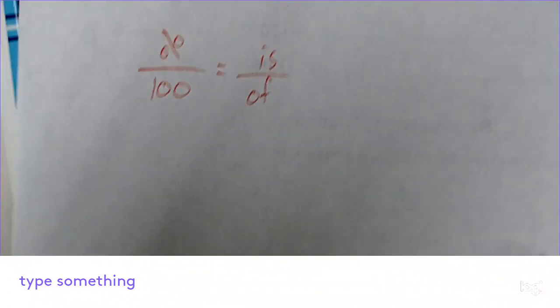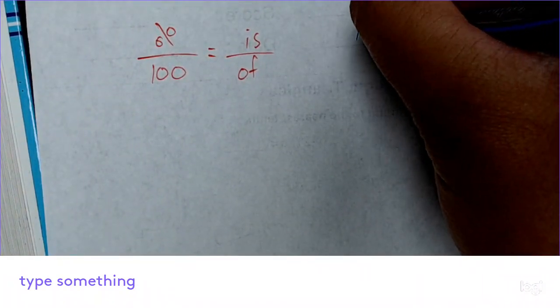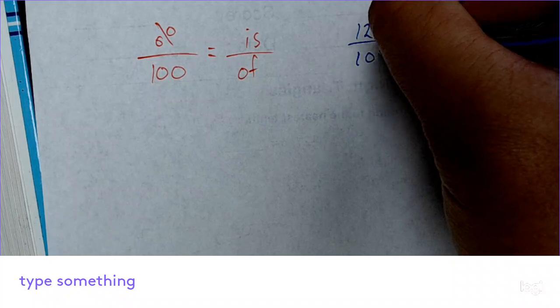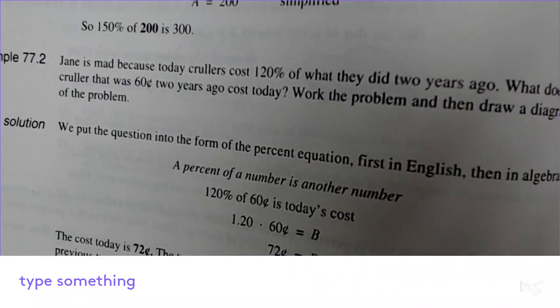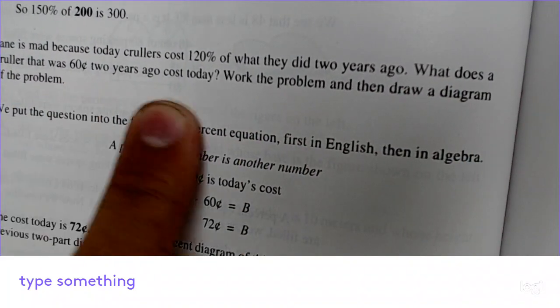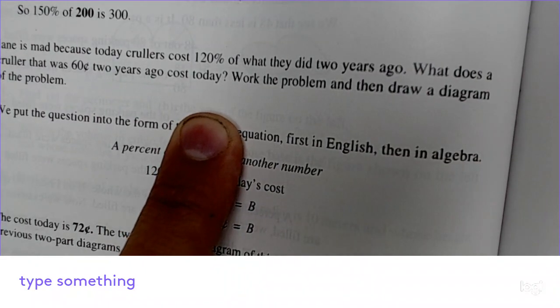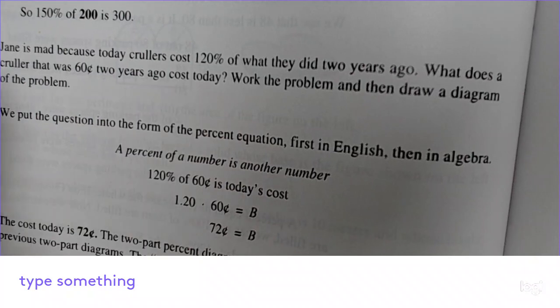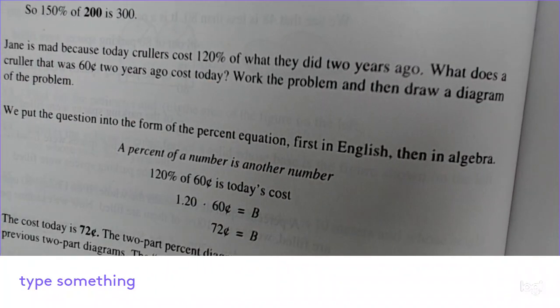So, we know we're going to use percent over 100. We know our percent is 120, so I'll go ahead and put 120 over 100, and that's going to equal something over the other. Now, I don't have the words is over of in this problem, right? All they tell me is what does a cooler that was 60 cents 2 years ago cost today. So now I have to use my logical brain, just like the ratio problems a couple lessons ago. And I've got to figure out, is 60 cents referring to the 120% or the 100%?